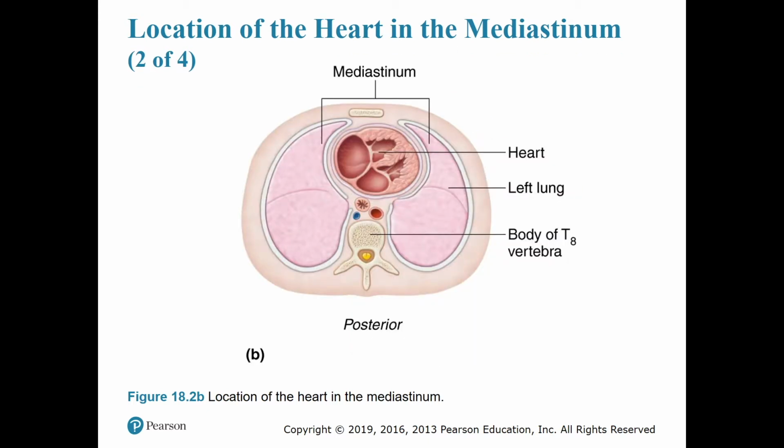This figure 18.2b is a cross-section through the mediastinum, showing you the positioning of the heart, the left lung, and through the body of the eighth thoracic vertebra.